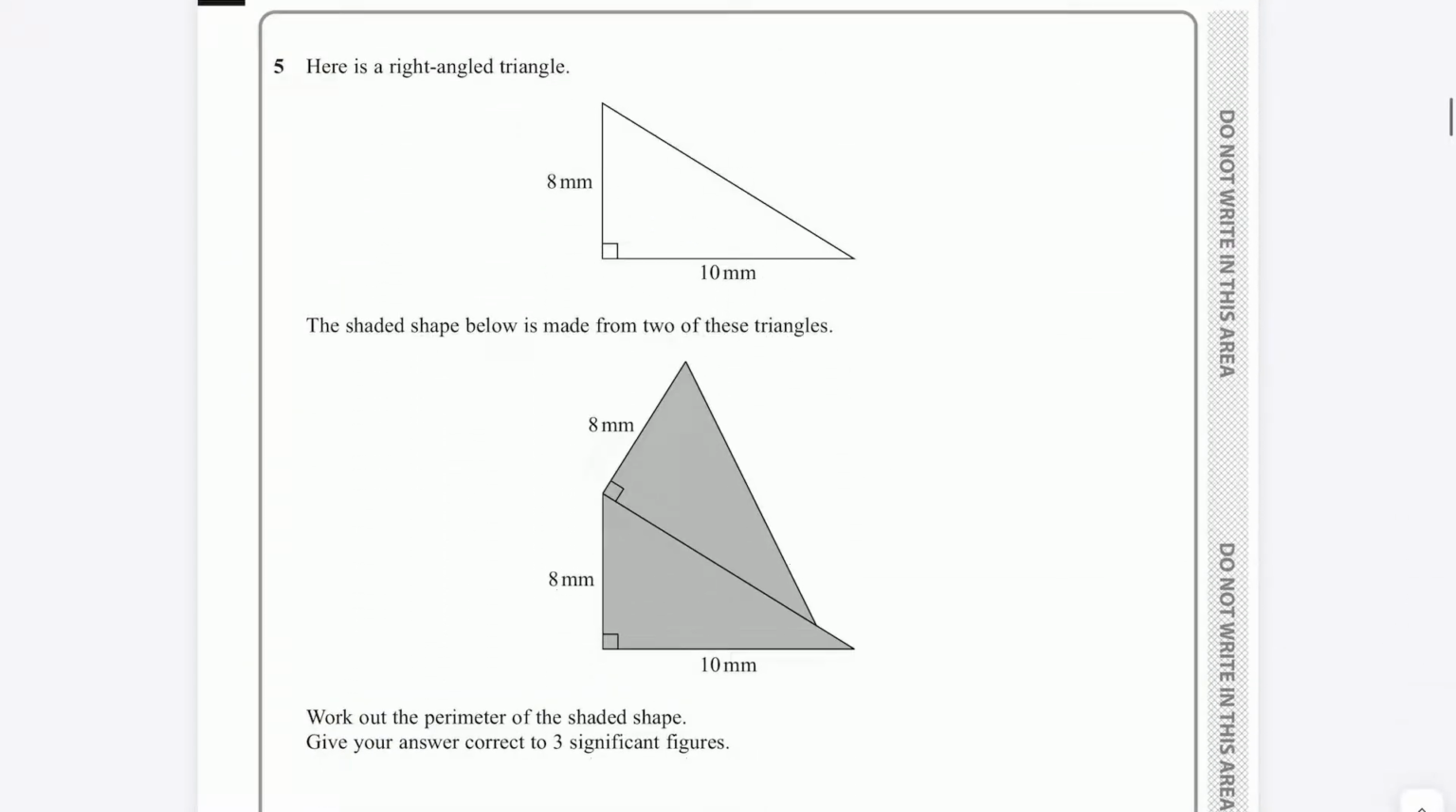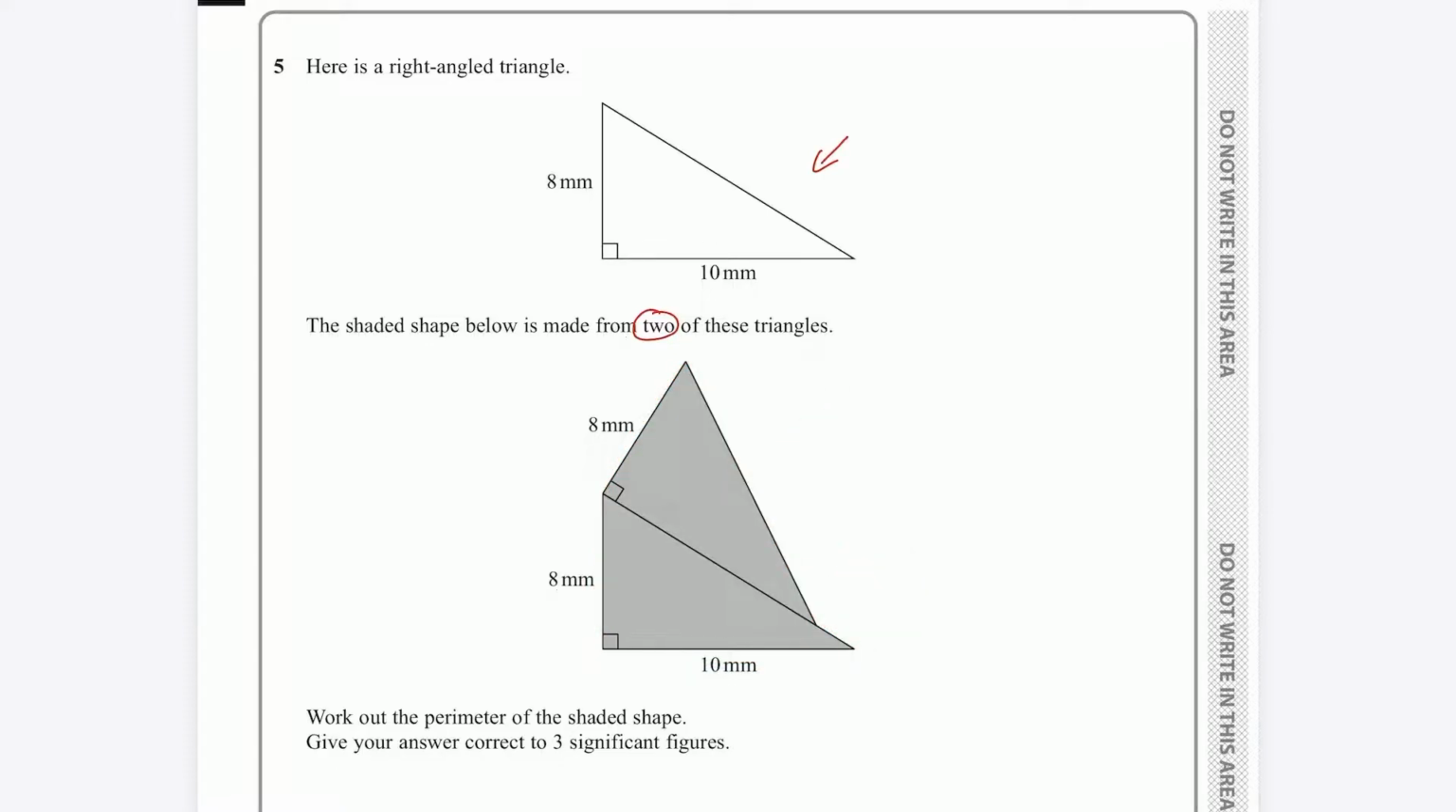Moving on to question 5, you have a right angle triangle. The same right angle triangle, this bit is key here. So the shape below is made of two of these. Work out the perimeter. So to work out the perimeter, you just add all the sides together. So if I just get my red pen here, essentially to work out the perimeter, we are adding all of this together. The only thing we don't know here is this side and that bit there. So we need to figure out what this and this is, and we have everything else.